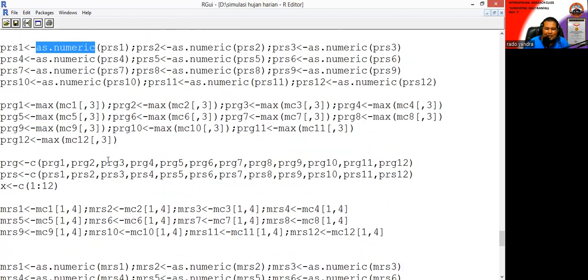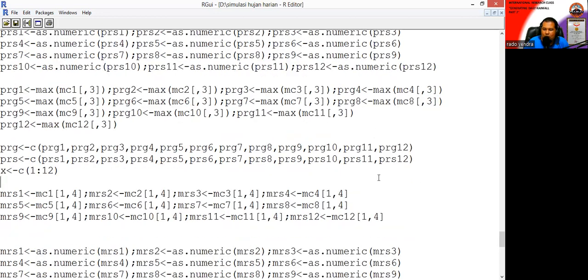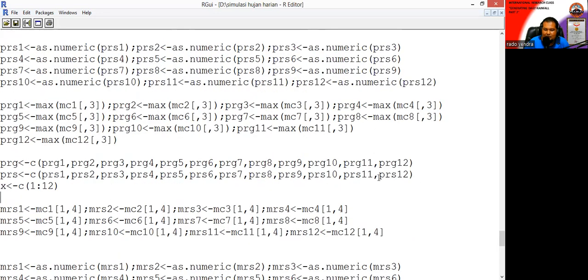After that, we have the PRG for the simulated probability of not rainfall, PRG1 for January until PRG12 for December. And PRS means the real probability of not rainfall, from January until December. Okay, this is for the probability of not rainfall.